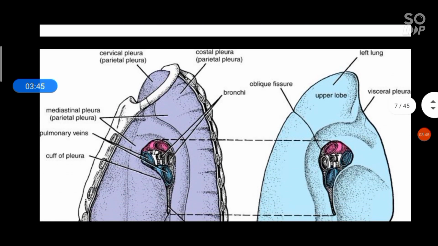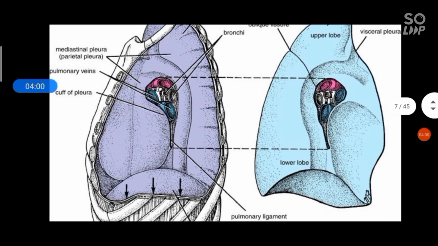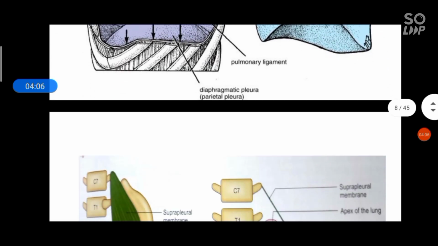In this diagram, you can see the cervical pleura above the first rib, and these are the costal margin and costal pleura. Surrounding the hilum there is the mediastinal pleura, and below there is the diaphragm, shown by the arrow. This is the diaphragmatic pleura.